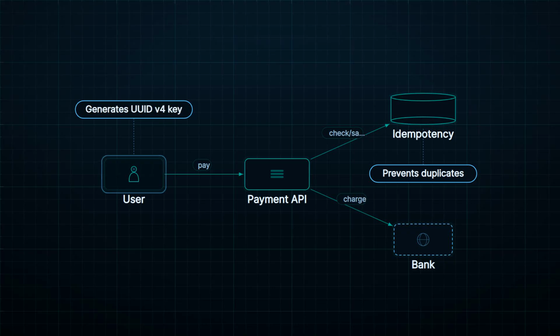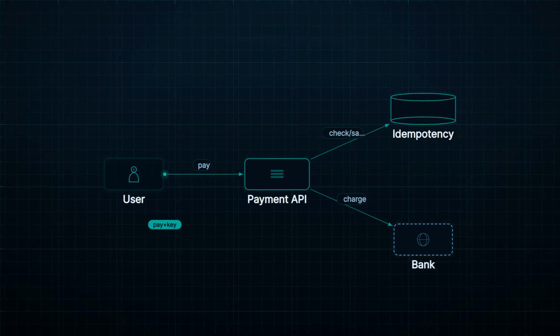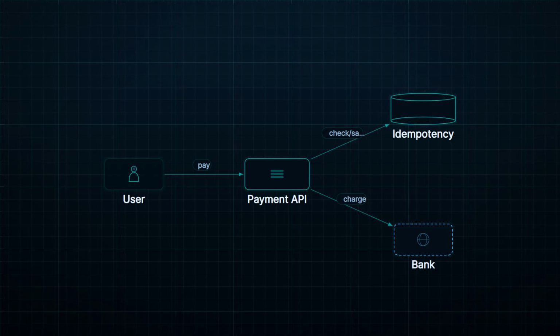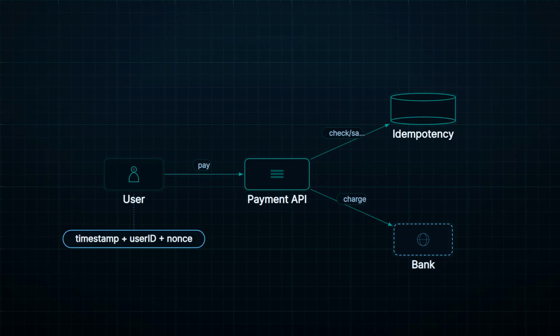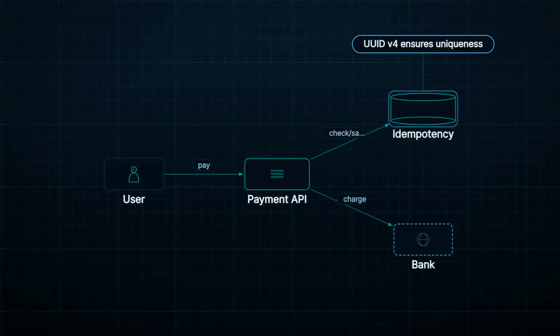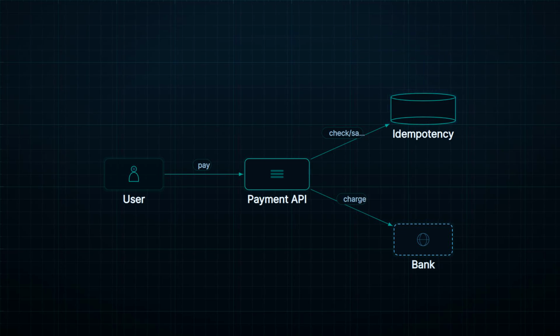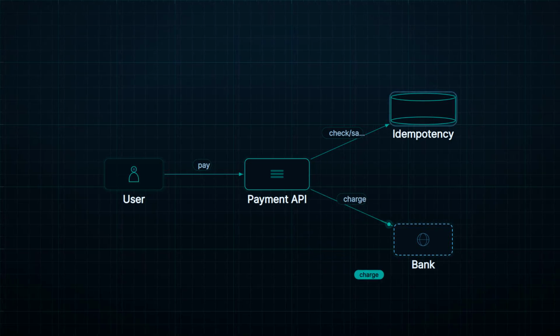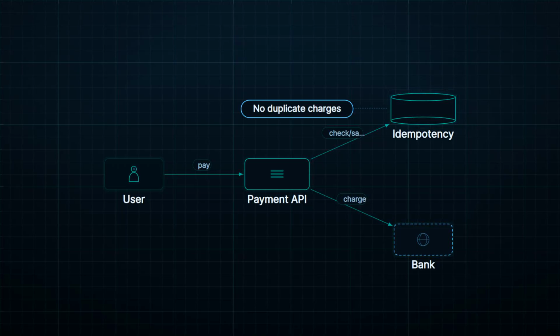Where does the key come from? The client generates it, often with UUID v4. For this payment request, the client creates a unique key and attaches it to the outgoing request. A robust idempotency key combines the current timestamp, the user's ID, and a random nonce to guarantee uniqueness. When the payment request arrives, the payment API checks the idempotency store for the key. Using a high quality source of randomness like UUID v4 ensures practically zero chance of collision. The server then processes the charge. A good key generation strategy prevents even the rare chance of collision.